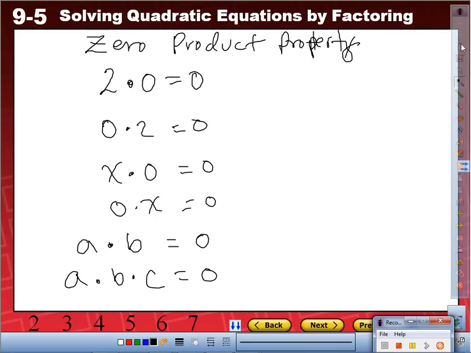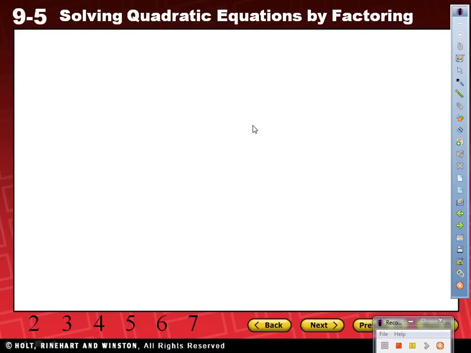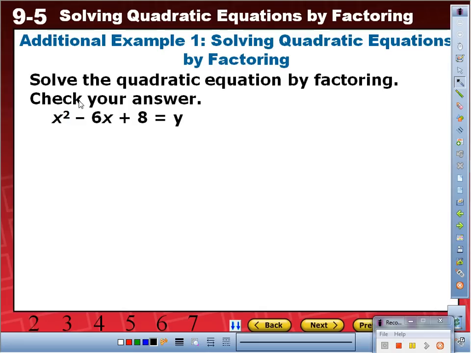So example number 1, copy this down, please. Example 1, copy the words. This is the only time you copy the words. Solve the quadratic equation by factoring. Check your answer. And the equation they give us is x squared minus 6x plus 8 equals y. As soon as you copy that, pens down, and I'll go over this.